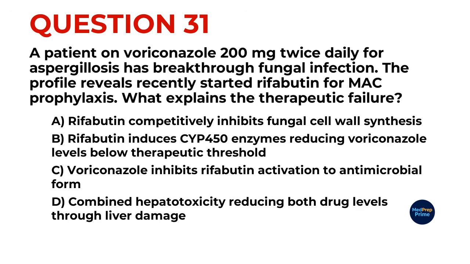Option A. Rifabutin competitively inhibits fungal cell wall synthesis. Option B. Rifabutin induces CYP450 enzymes, reducing voriconazole levels below therapeutic threshold. Option C. Voriconazole inhibits rifabutin activation to antimicrobial form. Option D. Combined hepatotoxicity, reducing both drug levels through liver damage.